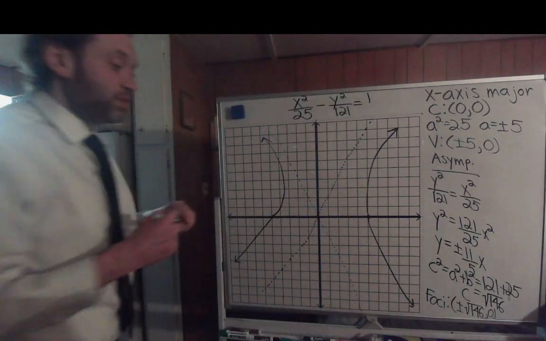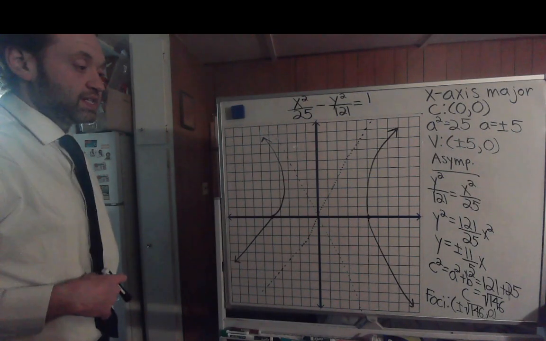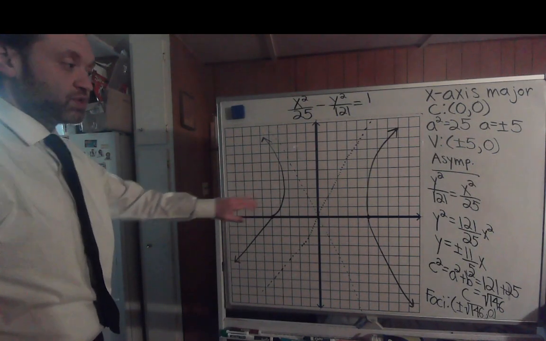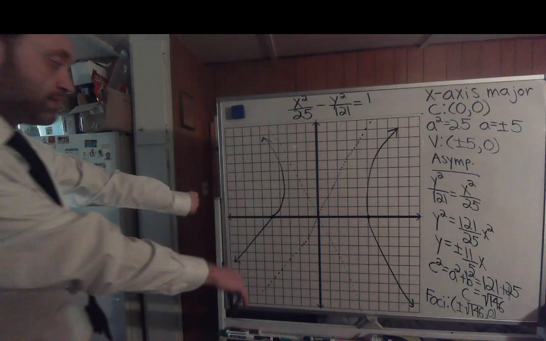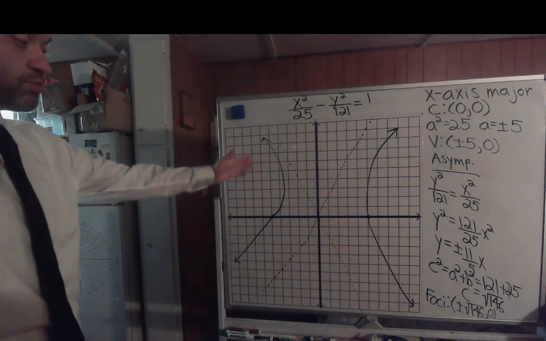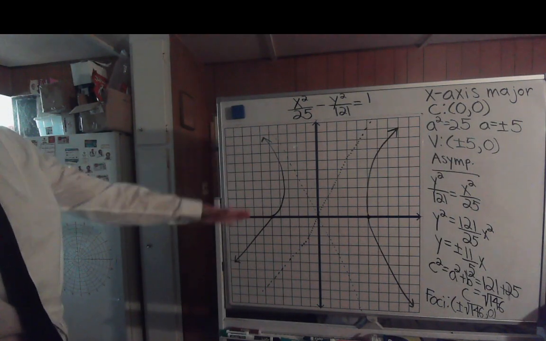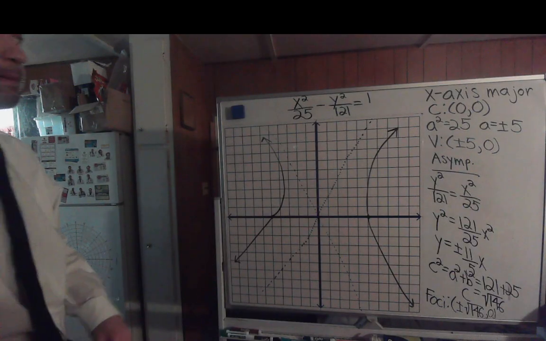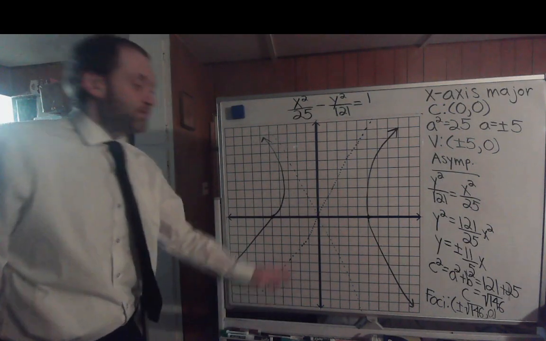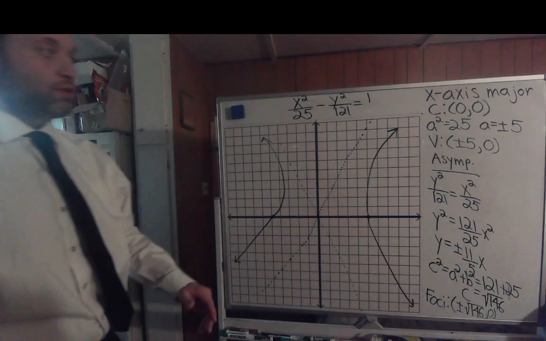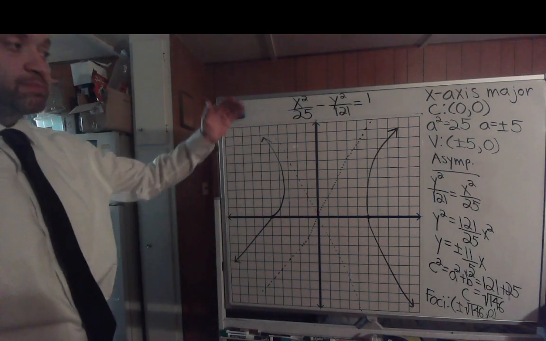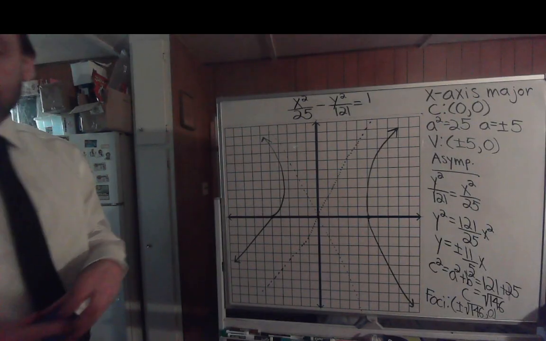Let's find what the heck the square root of 146 is. Well, it's over 10, so it's going to be off the chart. Your foci are somewhere out here and somewhere out here. But that's roughly what the shape of this hyperbola is going to look like, with the center at 0, 0, and the x-axis being the major axis. And I got more.